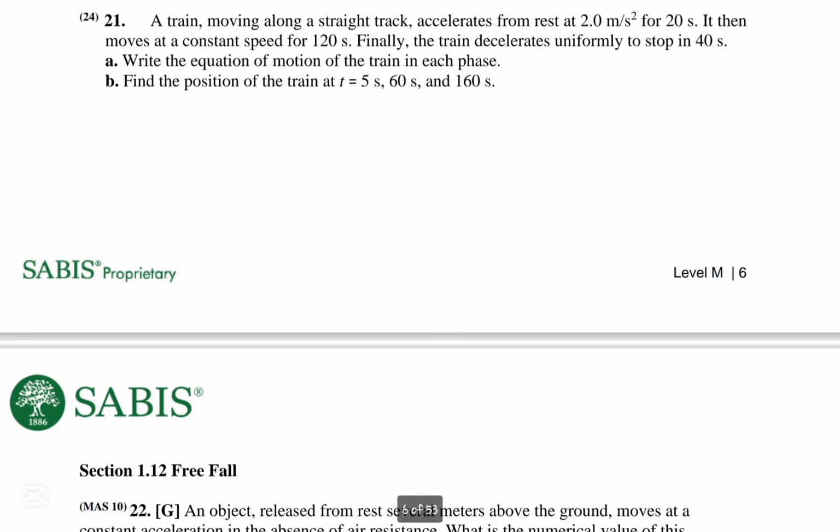What does it say? A train moving along a straight track accelerates from rest. That means v initial is equal to 0 at 2 meters per second squared. This is our acceleration for 20 seconds. This is the time. It then moves at a constant speed. So now, initially it was UARM. Now it turns into URM for 120 seconds. So this is the time.